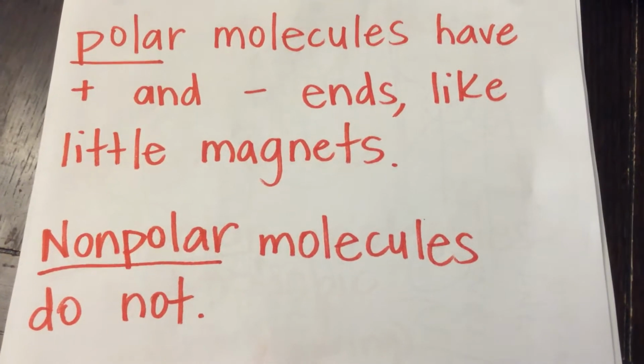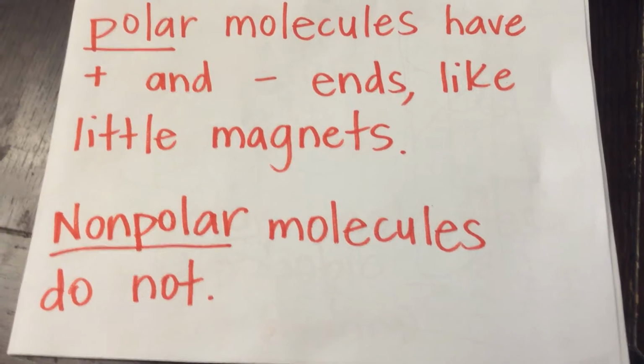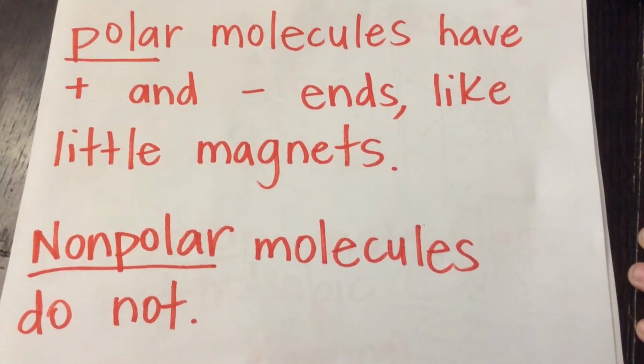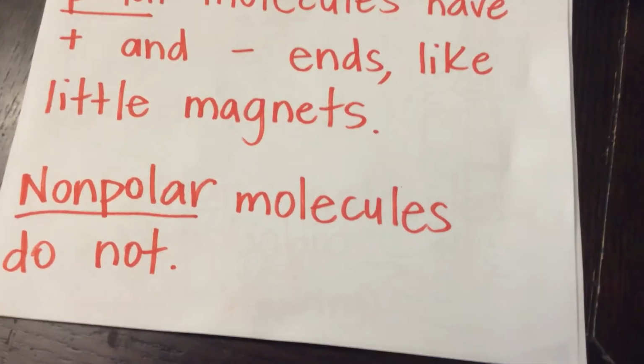So there are two types of molecules that you will learn about in your exploration of chemistry, if you don't already know them. They're called polar and nonpolar. Polar molecules have a positive end and a negative end, and they behave like a little tiny magnet.